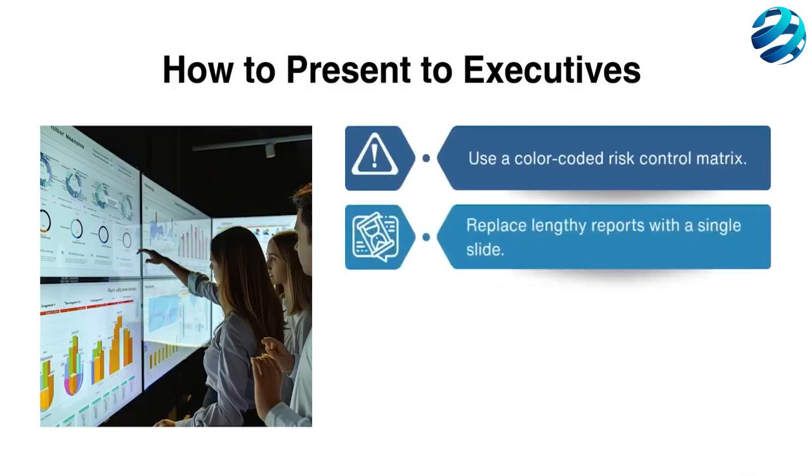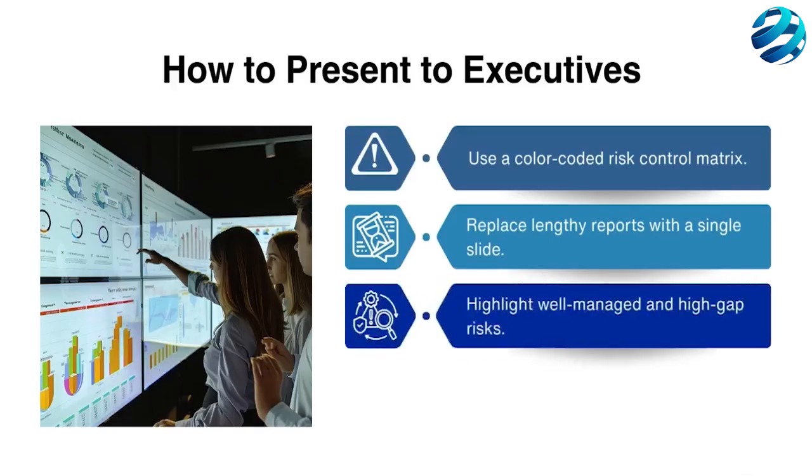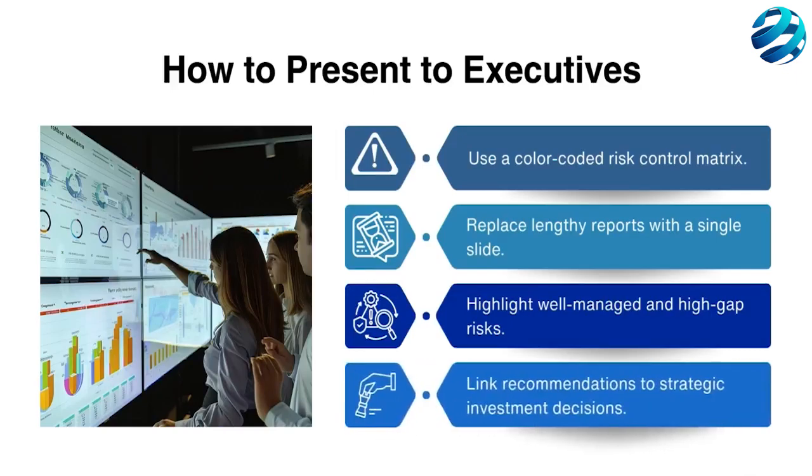Presenting to executives, the color-coded RCM effectively communicates with leadership. Instead of 20-page technical reports, present this single intuitive slide for strategic discussion. Point to the matrix. We face 5 critical risks. 3 are well managed, but these 2 have significant gaps. I recommend investing resources here to bring risks to acceptable levels. This reframes conversations around business risk and strategic investment, language executives understand, making recommendations data-driven and compelling.